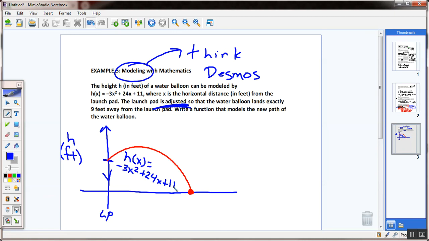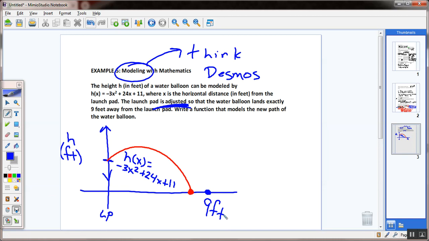Okay, kids. So the question becomes this. We want to adjust this pad right here so that when our stuff lands right here, maybe it hits at 9 feet right here. This is the original path, and maybe this is the path we need to take. But we're saying we want that balloon to hit exactly how far away from where that launch pad is, kids, on the ground. 9 feet. Okay, we want this to be 9 feet.